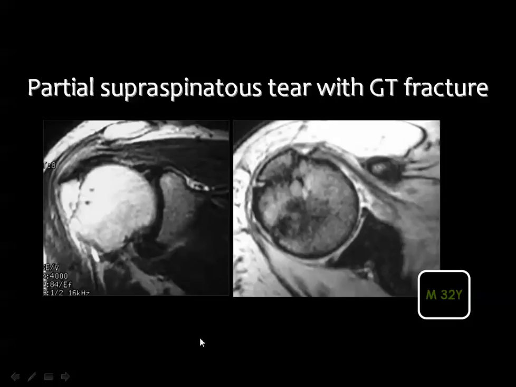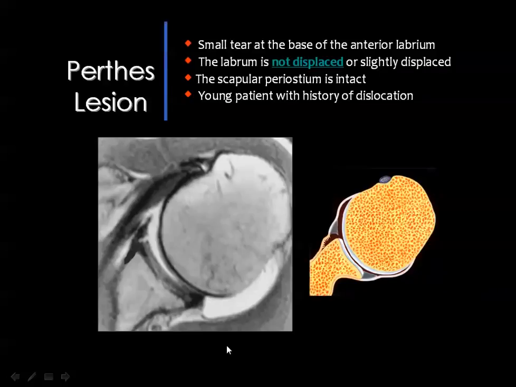Then, this is an example of greater tuberosity fracture. You see the fracture line, and of course, you know that the three muscles insert into this greater tuberosity, which are the supraspinatus, infraspinatus, and teres minor. Then, whenever fractures involve this tuberosity, there may be injury of one or more of the tendons inserting into the greater tuberosity.